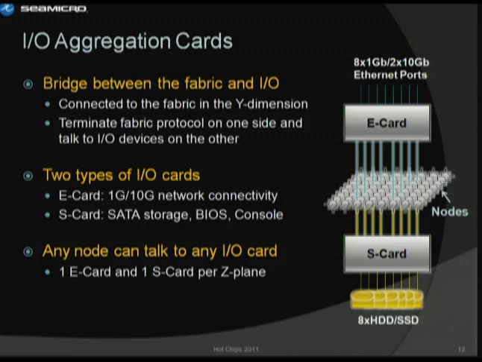The I/O cards connect into the 3D torus in the y dimension, and they are the primary bridge between the fabric and the I/O. They terminate fabric protocol on one side and talk to I/O devices on the other. We have 2 types of cards, the E card or the Ethernet card, which supports 8 by 1 gig links or 2 by 10 gig links. We also have an S card that holds up to 8 SATA disks. They can be either hard drives or SSDs. And it also services BIOS and console requests. Any node in our system can talk to any I/O card. So in fact, you can boot up the entire system on just one network interface and one hard drive.